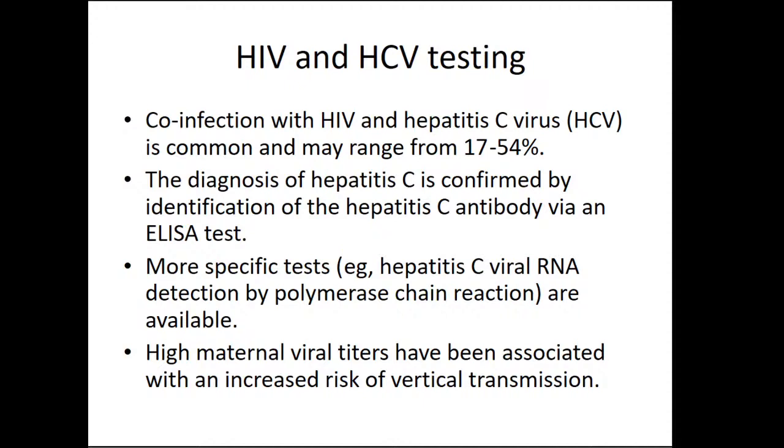High maternal viral titers have been associated with increased risk of vertical transmission. So the higher the viral load of HCV, the higher the risk of vertical transmission to the baby.